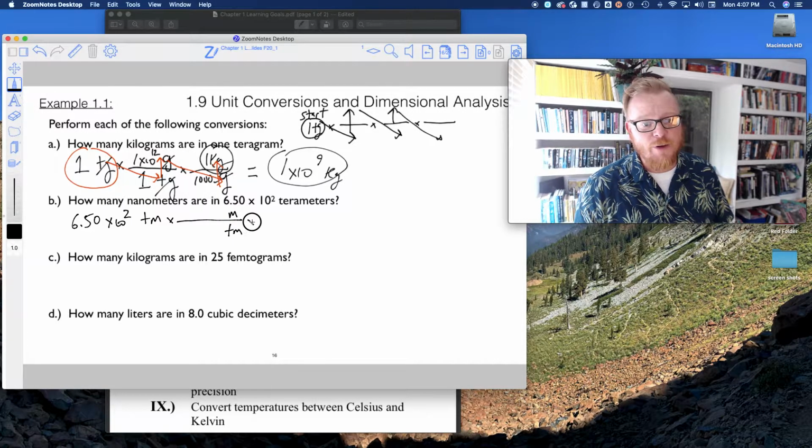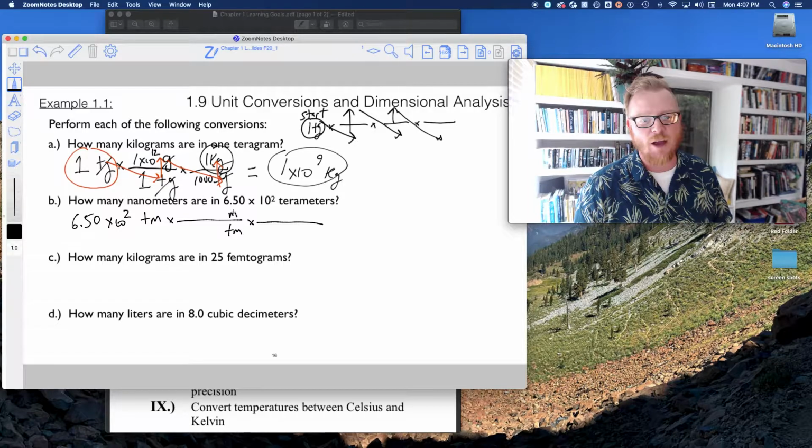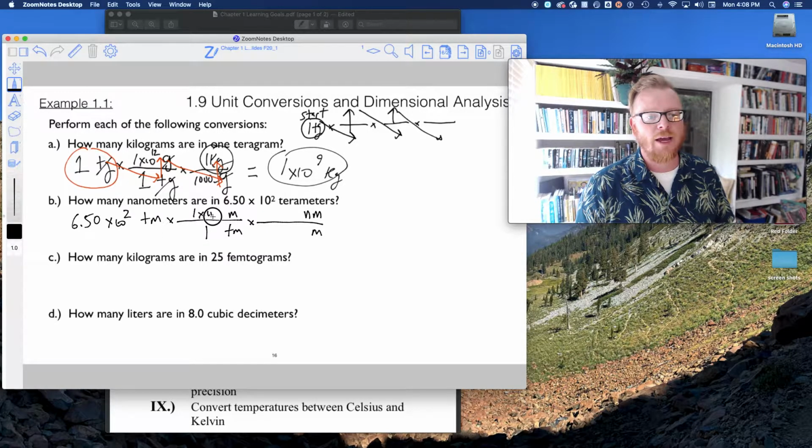And I could even finish this off to the end game, right? I know that the next thing I'm going to have to put down there, following this, is meter. And then it's asking me for nanometers, so I can go meters to nanometers. So from the first one, we remember a terameter is big, so that means 1 terameter is 1 times 10 to the 12 meters.